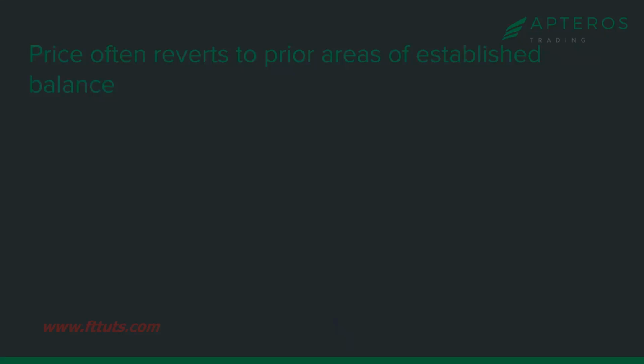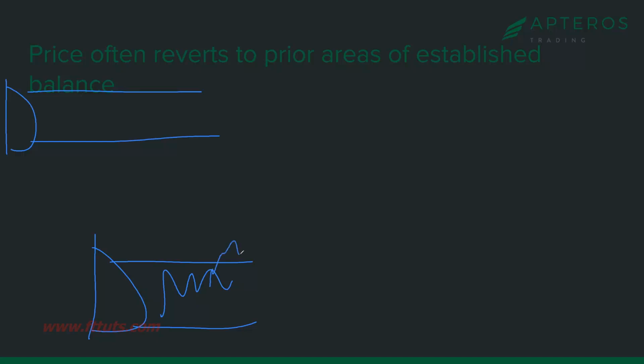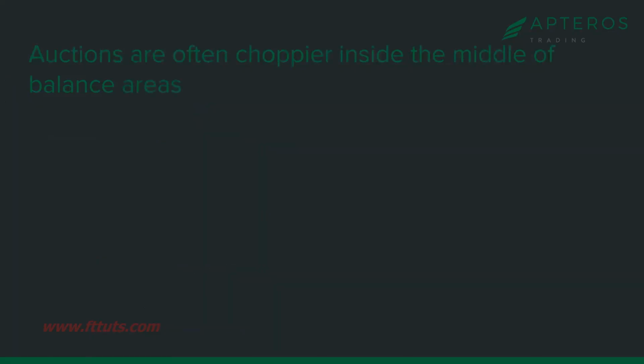Price often reverts to prior areas of established balance. I'm just gonna do this real quick, right? Trading around here. Last week we were trading up here. We break. Where are we gonna go? We're gonna revert. We've done many examples on that today. Auctions are often choppier inside the middle of balance areas.